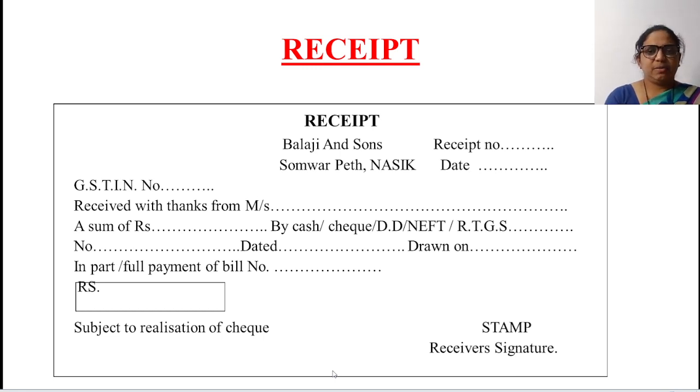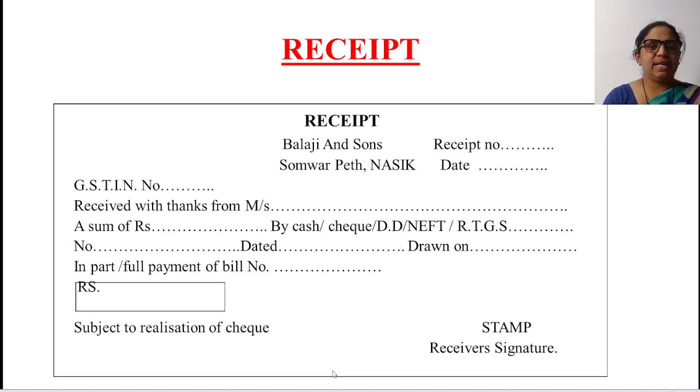You can see the receipt specimen. In the center, you should always write the name of the document being prepared. If it's a tax invoice, you will write tax invoice. If it's a receipt, you will write receipt. If it's a cash voucher, you can write cash voucher. In the center, the receipt is written. Below that, Balaji and Sons, Somwarpet, Nasik, an example is given. On the left hand side, you have to write the receipt number. Below that, you will write the date.